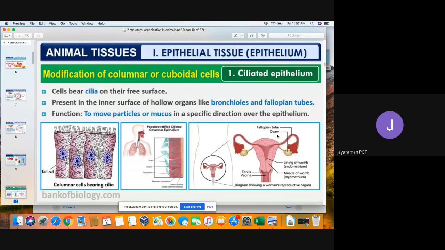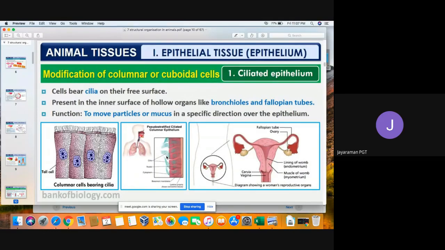That creates a water current. So with that, it is able to move. The inner lining cells of the fallopian tube have cilia; it is known as a modified columnar or cuboid epithelium, and comes under this type. Similarly, in the trachea, if you look at the middle diagram, they have the cilia, the columnar epithelium. The cilia is there from the trachea till the bronchiole.